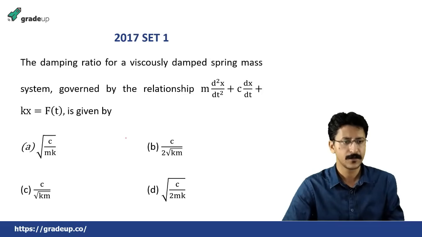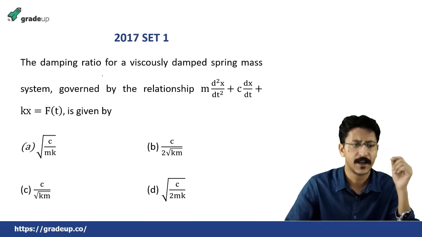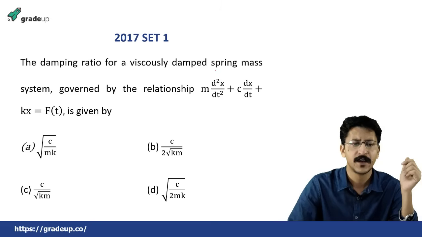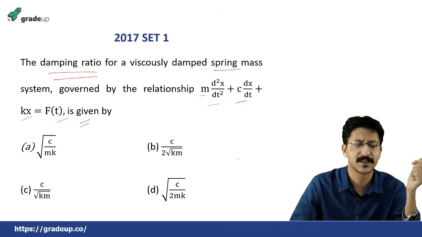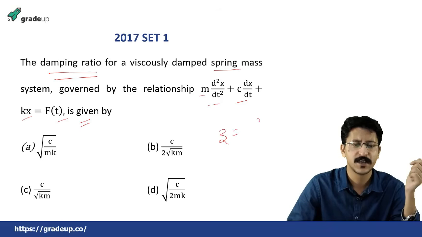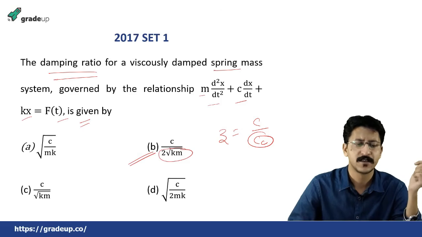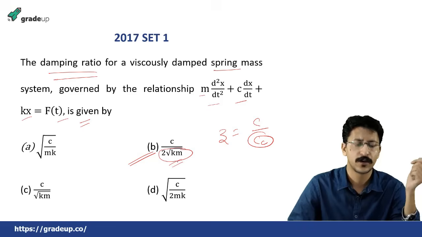Next, 2017 set 1. The damping ratio for a viscously damped spring mass system governed by the relationship m d2x by dt square plus c dx by dt plus kx equal to f(t) is given by. Again, very simple question, damping ratio has been asked, that is zeta. So zeta is equal to c by cc, and cc is the critical damping coefficient. So the answer is c by 2 root km.